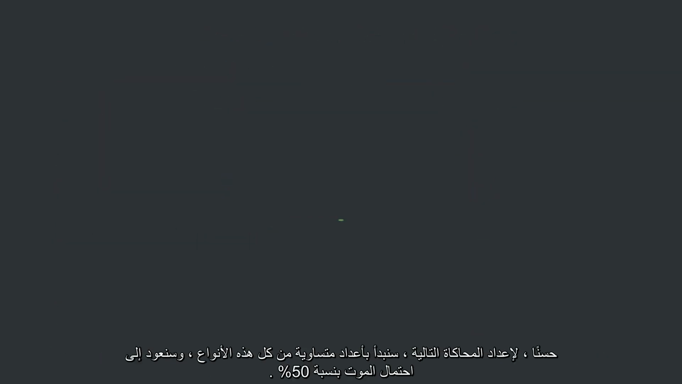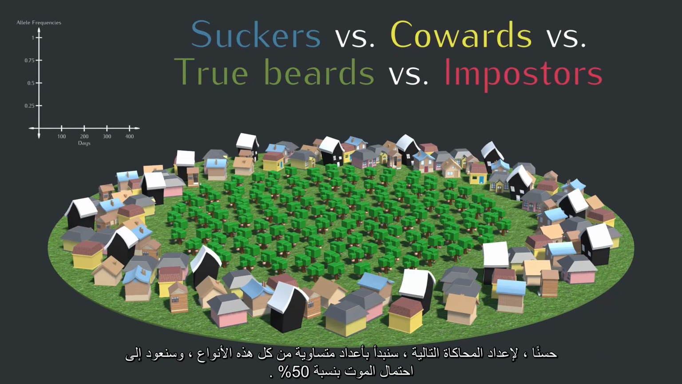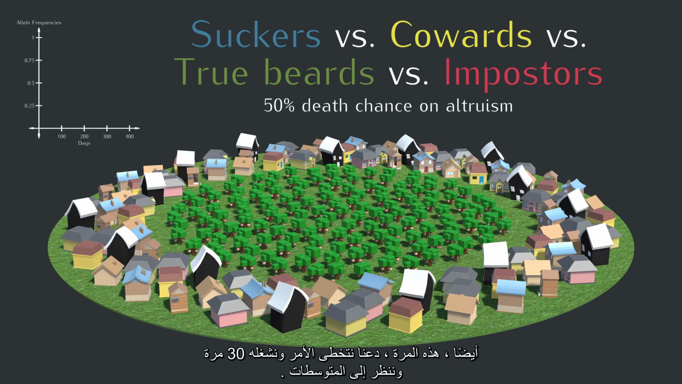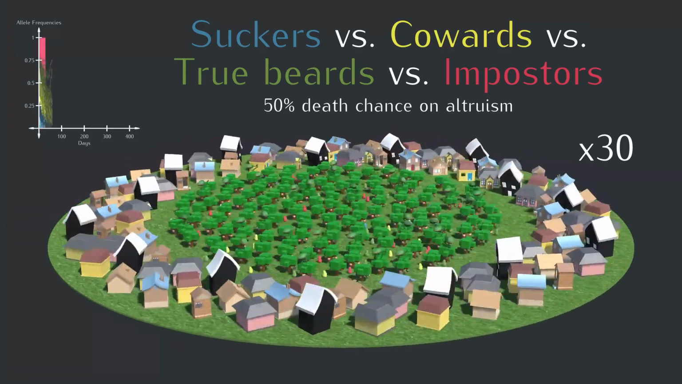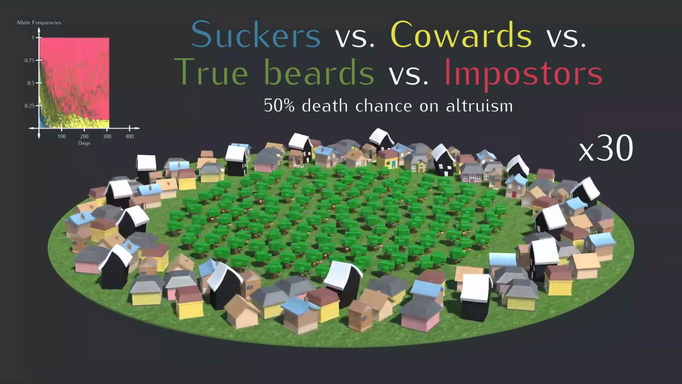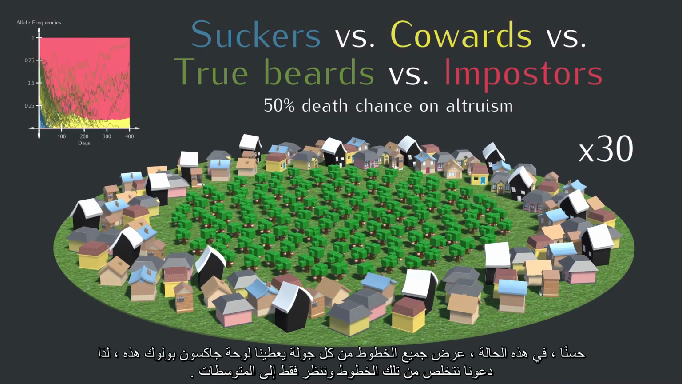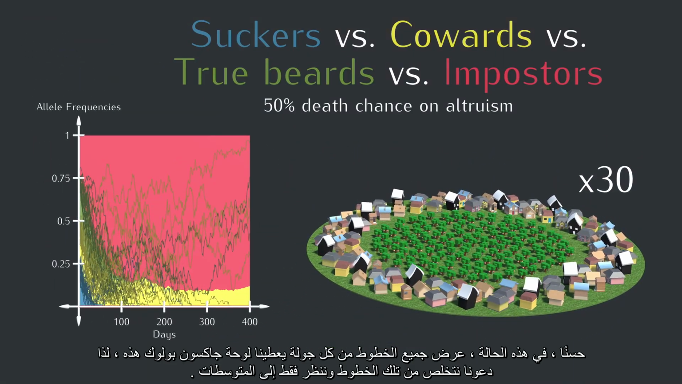Alright, to set up the next sim, we'll start with equal numbers of all these types, and we'll go back to the 50% death chance. Also, this time, let's just skip ahead and run it 30 times and look at the averages. But before we do, try making one last prediction. Okay, in this case, showing all the lines from every run just gives us this Jackson Pollock painting, so let's get rid of those lines and just look at the averages.